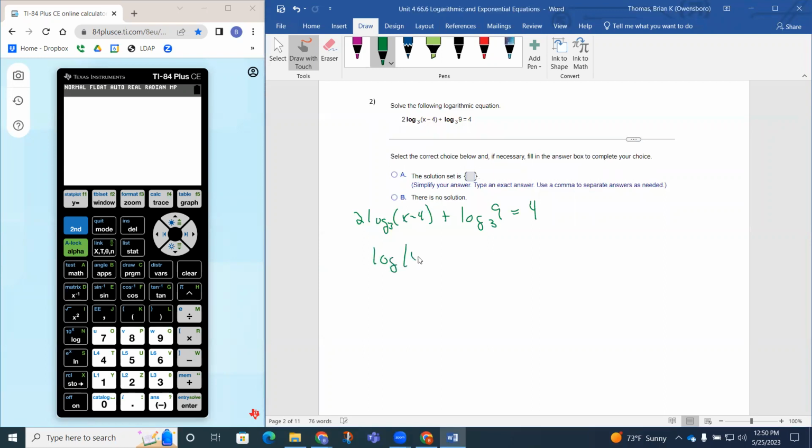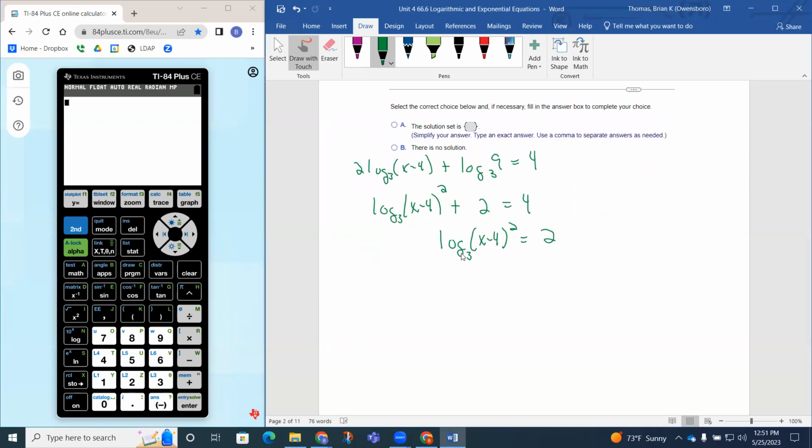So the log of x minus 4, squared, base 3 can be that. Plus, and I can actually write this log of 9 base 3 as a 2, is equal to this 4. So what I can actually do is move this 2 to the other side of the equation. So the log of x minus 4 squared base 3 is equal to 2. Now, the strategy I would use here, since there's only one logarithm involved, I would go for exponential form.